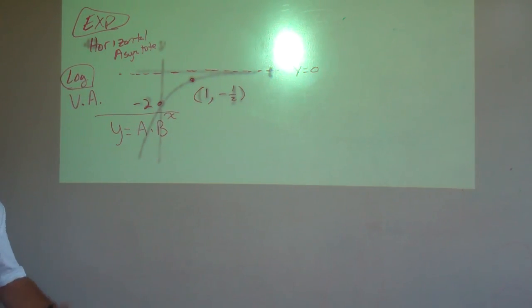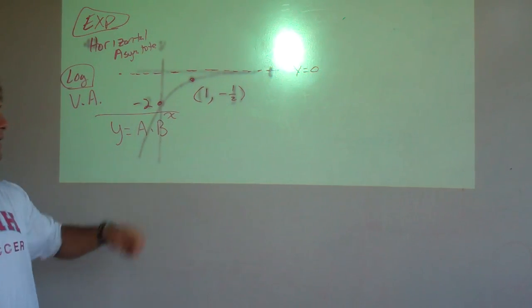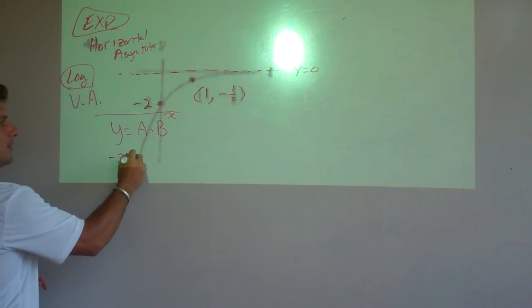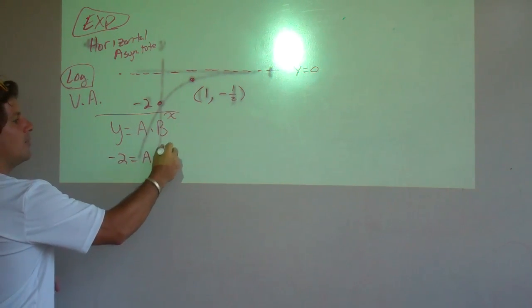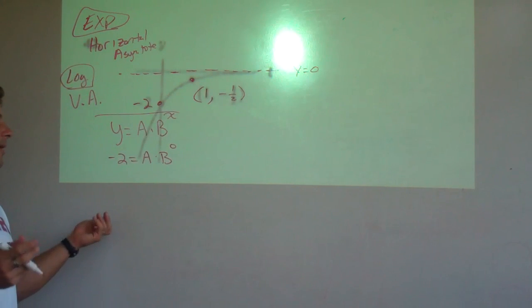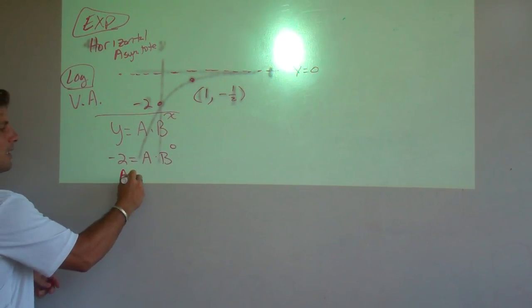And what we can do is just plug in this point, and then we'll plug in this point so that we can find a and b. So plugging in the first point, we know that when x is 0, y is negative 2. So we get negative 2 equals a times b to the 0. And knowing about exponents, we know that anything to the 0th power is just 1. So we get that a equals negative 2.